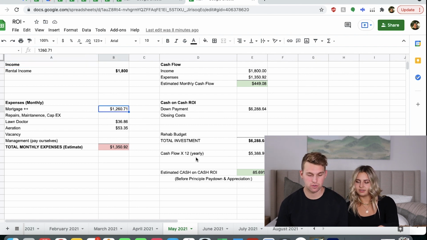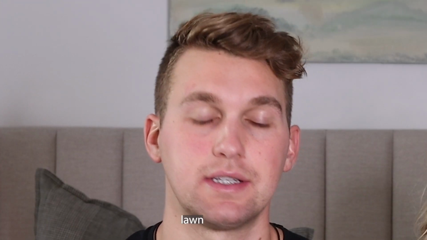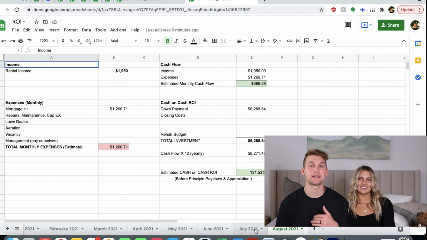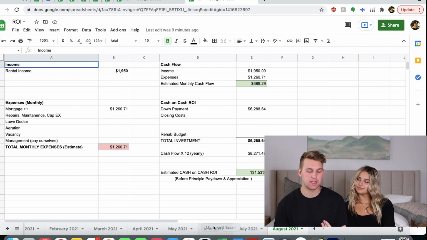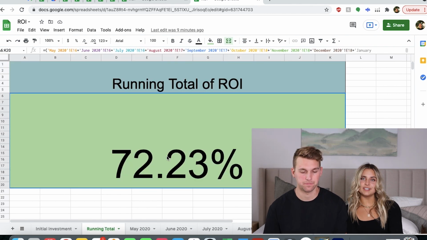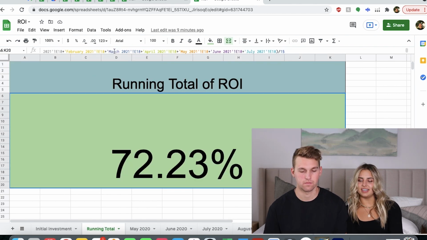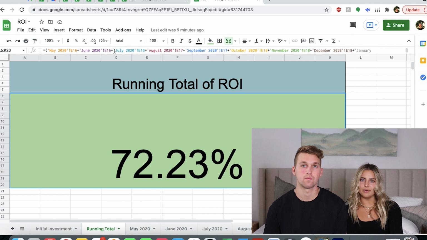As you can see, same old, just some lawn stuff, some mowing lawn stuff. Like we said in the beginning, we are setting aside a certain amount per month for future vacancies and repairs and maintenance. But I also like to see what our actual ROI is per month, because that initial number isn't the actual number because that hasn't happened yet. Now we can keep track of what's actually happening. So basically we just take an average of all of the months together to get our total ROI.